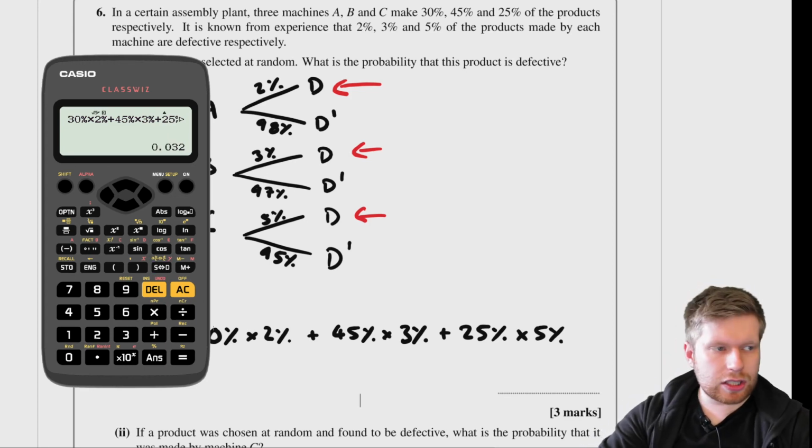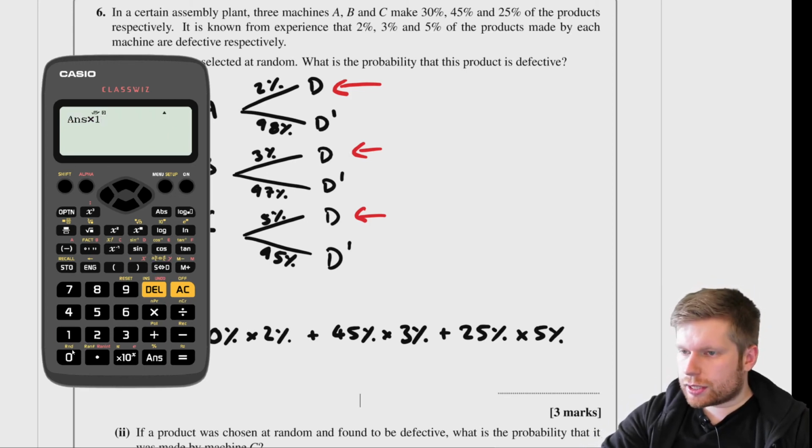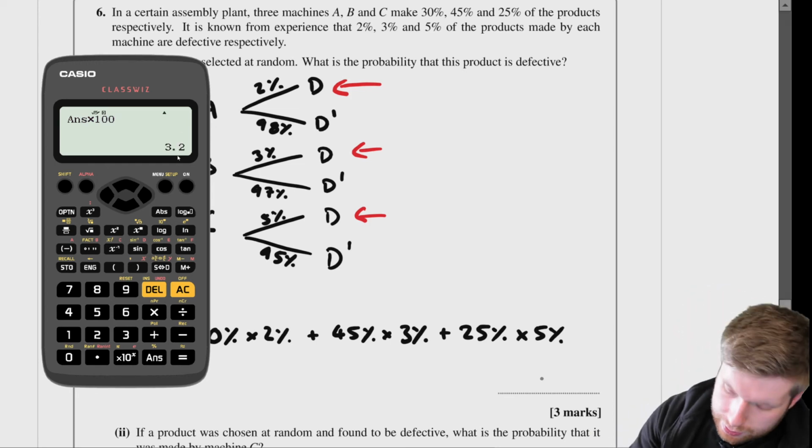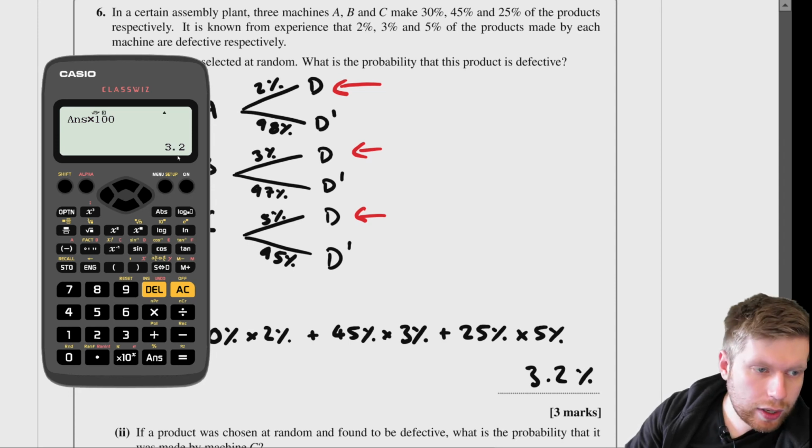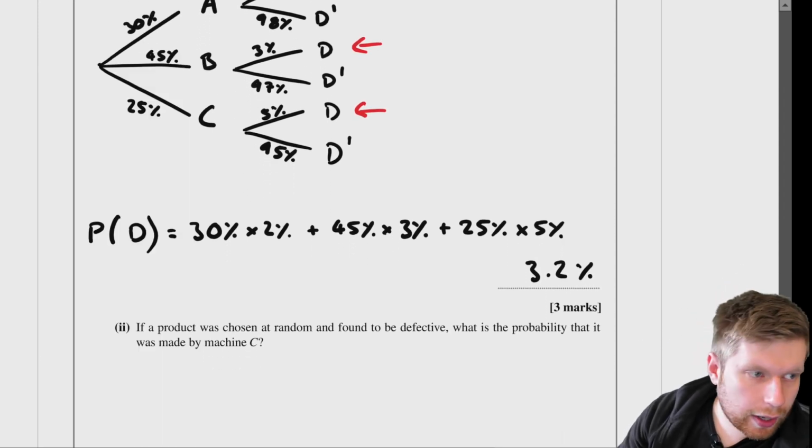Again, I'm going to convert that to a percentage. So to convert to a percentage, just need to say, well, how many would that be in 100? That's going to be 3.2%. So that's my final answer there, 3.2%. That's what goes on the dotted line.